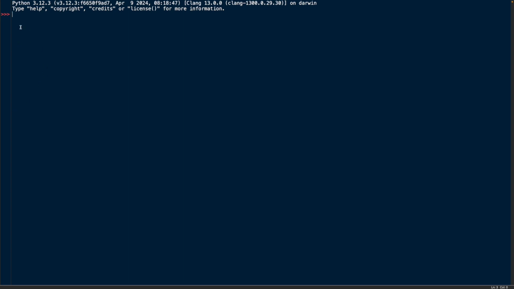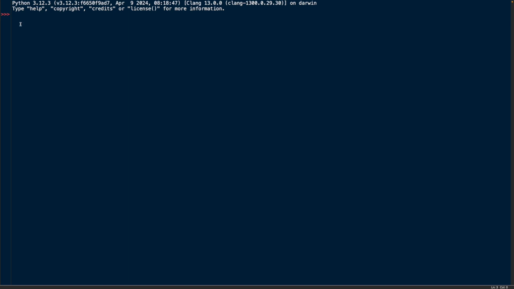So looking at the shell here, we can see that each line starts with three greater than signs and then has a blinking cursor. And the blinking cursor is basically the shell's way of saying, hey, I'm ready for you to write some code and I'm going to execute that code for you. So the shell is indicating to us that it is ready.